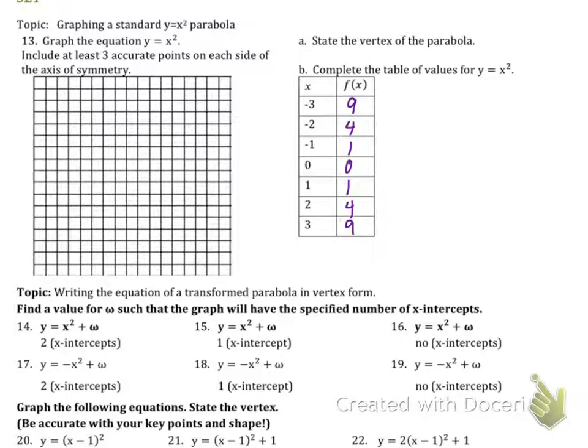Now, I think I'm ready to start graphing. So when I graph them, I need to create an x and y coordinate plane. Make sure that we put the arrows on the ends, and make sure that we label our axes x and y. That's an ugly looking y. There we go, a little bit better.